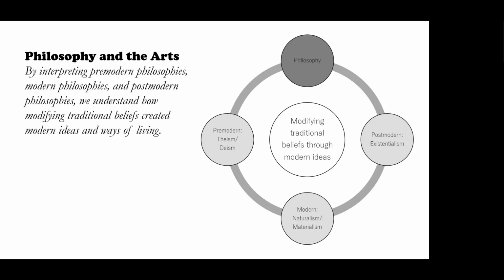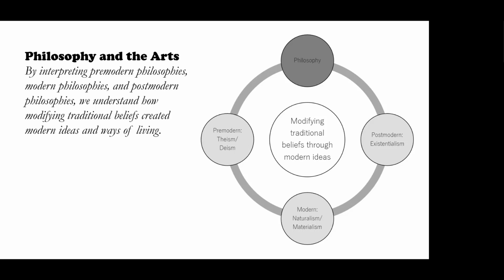And we'll wrap the course up by looking at the postmodern era and seeing how the end of the 20th century came to be. So by interpreting pre-modern philosophies, modern philosophies, and postmodern philosophies, we understand how modifying traditional beliefs created modern ideas and the ways of living.